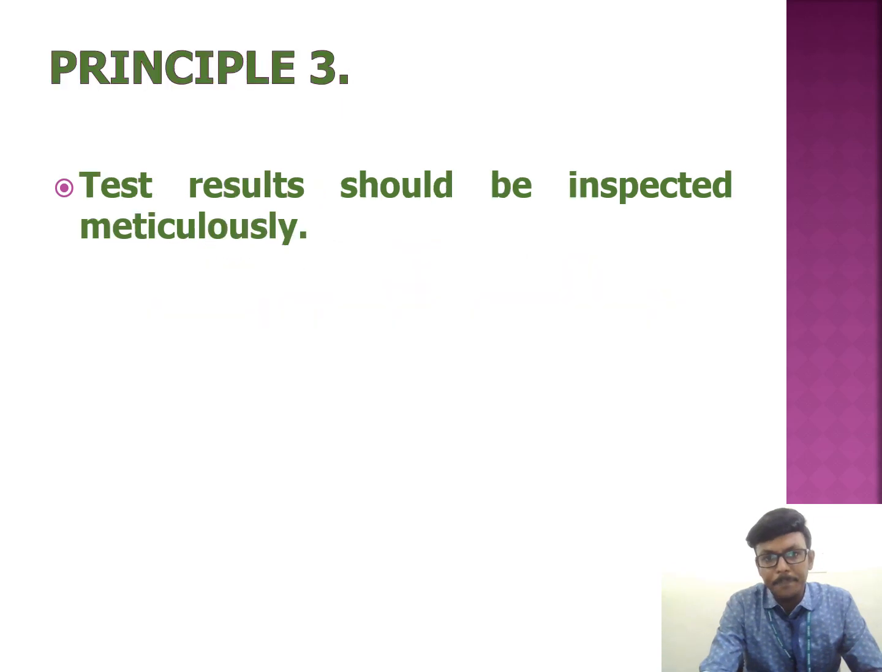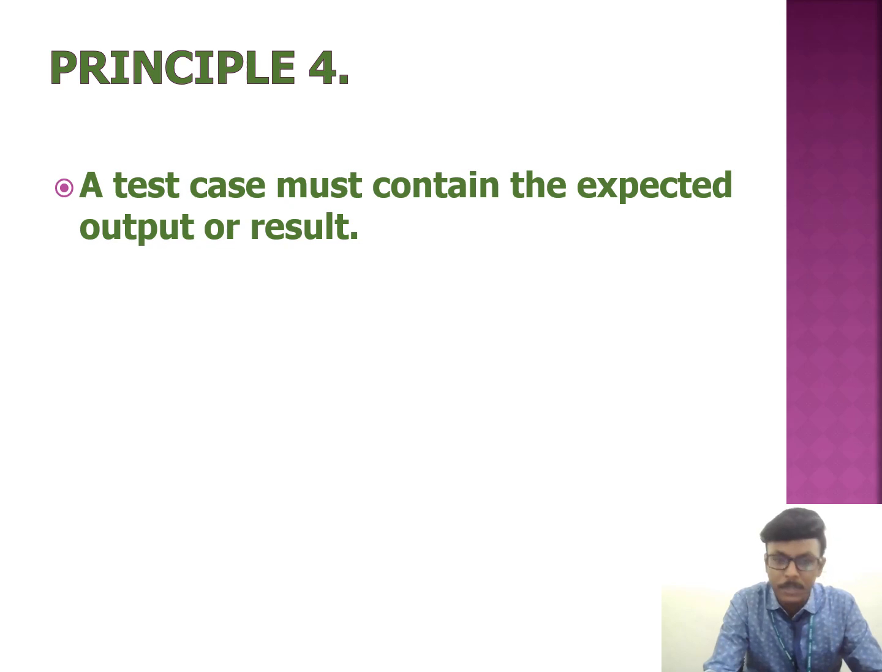Principle three. Test results should be inspected meticulously. This is very, very important because the software tester, the testing specialist, has a huge responsibility. When they inspect and detect errors, they should report them in a proper way, because an error may cause some severe problem in terms of cost, or even human error that causes a very serious issue, right? So utmost care should be taken when we inspect and report the errors.